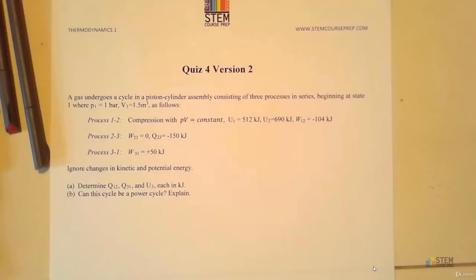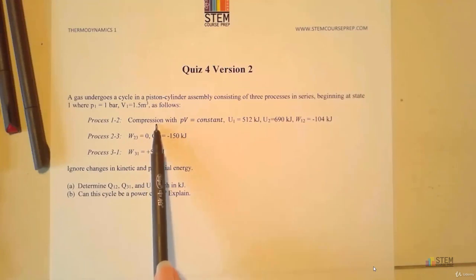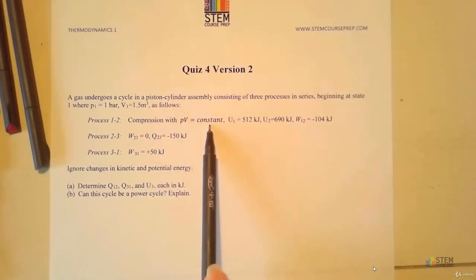Here we've got a gas undergoing a cycle in another piston cylinder assembly. We've got three processes that are occurring in series. We're going to begin at state 1 where our pressure is 1 bar, volume is 1.5 cubic meters. And our processes, we're going to have compression with this PV equals constant relationship.